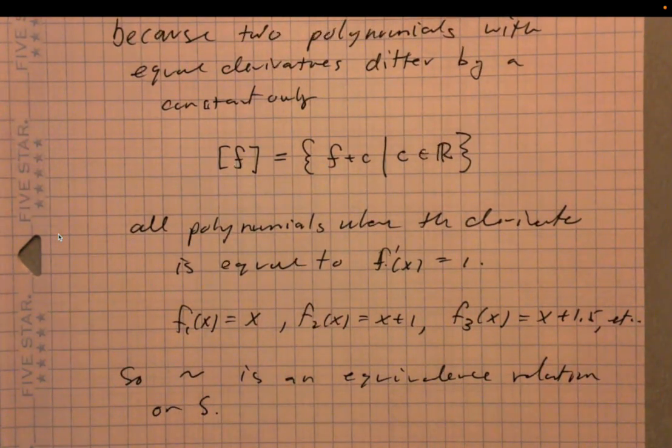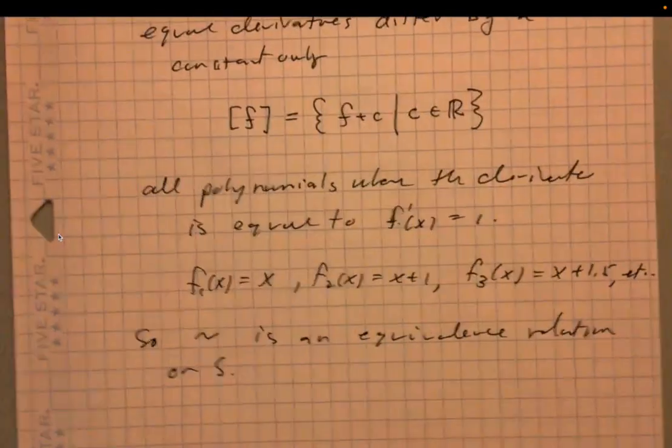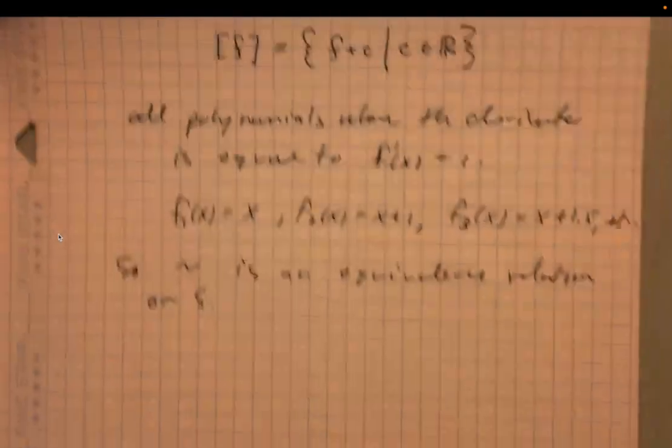Okay. Another good example, one you can picture, right? If you remember your calculus, you can remember what happens with derivatives of polynomials, and how there are infinitely many polynomials whose derivative is 1. Infinitely many polynomials whose derivative is x plus 2, for example, would be another one. That'd be another equivalence class. Okay. Very good.